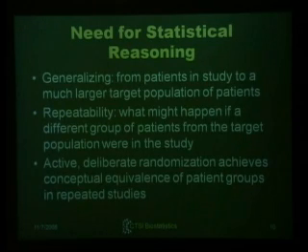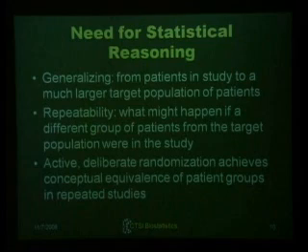Now, this is all fine up to now, but I didn't say anything about statistics and chances and so on. How does that come into this framework? Why do we need statistical reasoning? Because first of all, we're generalizing from patients in the study to a much larger target population. And so there is going to be uncertainty in that. So that means statistical techniques are needed.